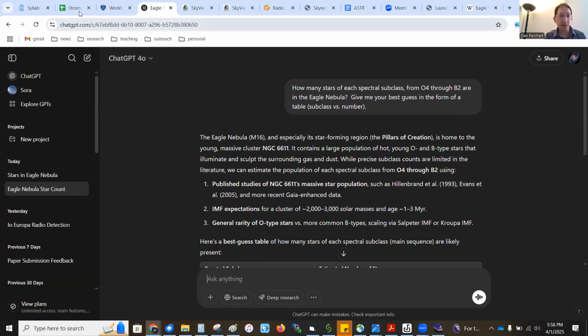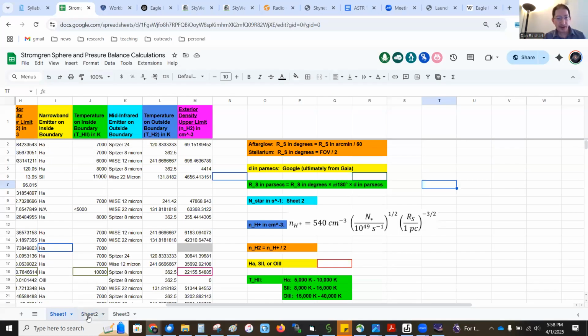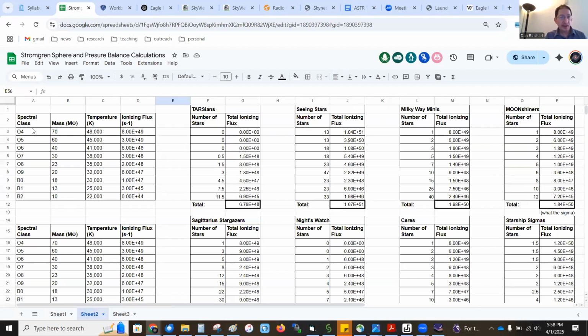Before I show you the question, let's go over here to sheet 2. Here you see different spectral classes, O4 through B2. And here's the mass. O4 stars correspond to 70 solar masses. They're almost 50,000 degrees Kelvin, and they make a lot of ionizing flux, almost 10 to the 50 photons per second. As we go down to O5 stars, that's 60 solar masses. Not as hot, but still very hot and still making a lot of ionizing flux.